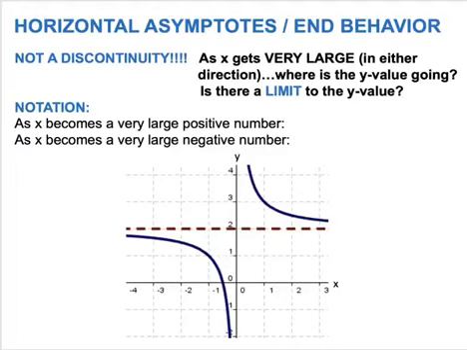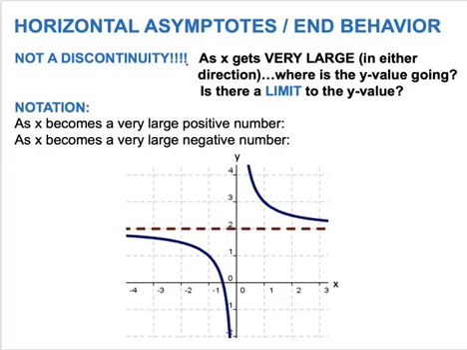Hi there. In this video, we're going to be going over horizontal asymptotes and end behavior. To start off, let's talk about horizontal asymptotes and what they are not. A horizontal asymptote is not a discontinuity. You may be used to hearing about vertical asymptotes, and you know that those are discontinuities in the graph. But a horizontal asymptote is not a discontinuity.